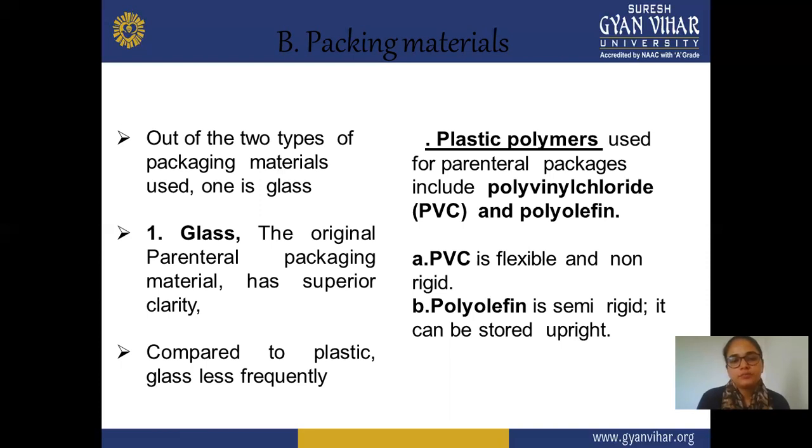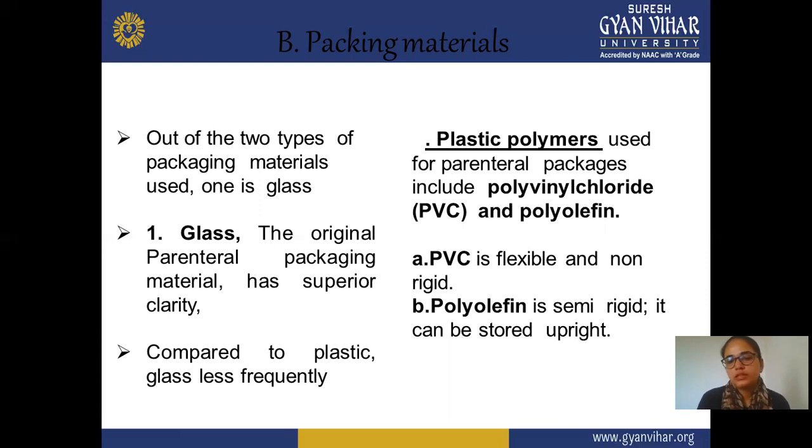Next, compared to plastic, glass is preferred. When we see the plastic, these plastics are not transparent, but glass is transparent, so you can easily visualize the formulation. You can easily check some evaluation parameters due to the transparency. But plastic has less frequency of use compared to glass. And next, the plastic polymers used for parenteral packaging include polyvinyl chloride and polyolefins.